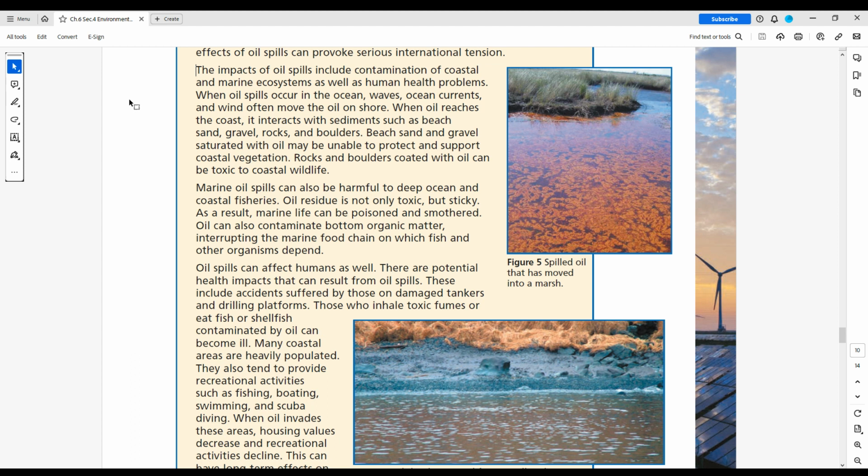The impacts of oil spills include contamination of coastal and marine ecosystems as well as human health problems. When oil spills occur in the ocean, waves, ocean currents, and wind often move the oil on shore. When oil reaches the coast, it interacts with sediments such as beach sand, gravel, rocks, and boulders. Beach sand and gravel saturated with oil may be unable to protect and support coastal vegetation. Rocks and boulders coated with oil can be toxic to coastal wildlife.